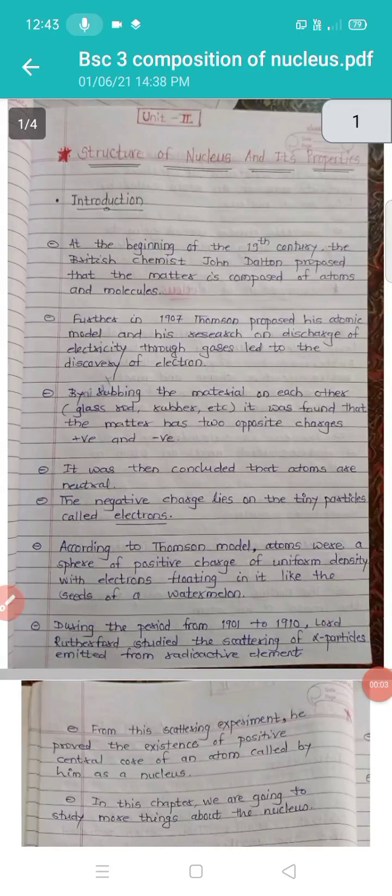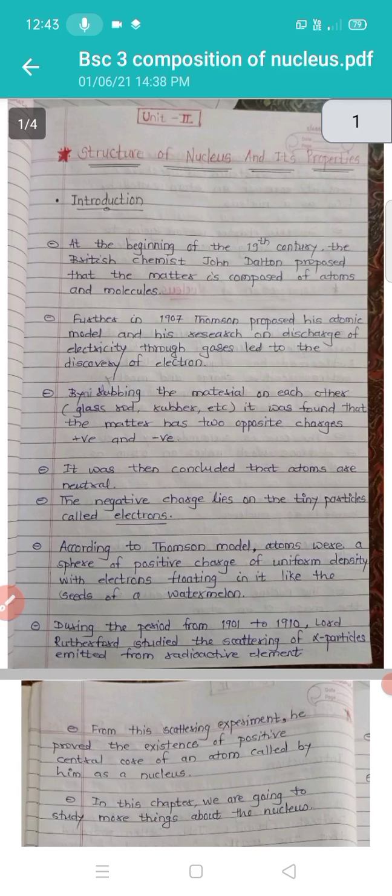Hello everyone. In this class we are going to start new unit number 2, structure of nucleus and its properties. In this class we are going to learn the introductory part of the structure of nucleus and its properties.